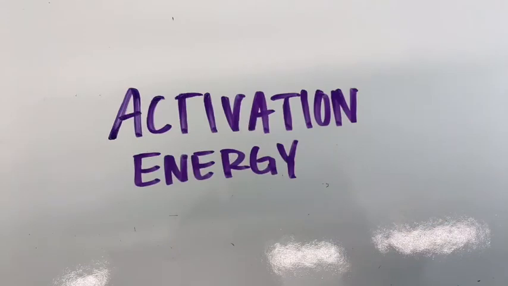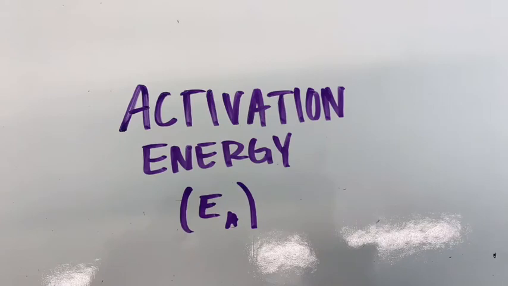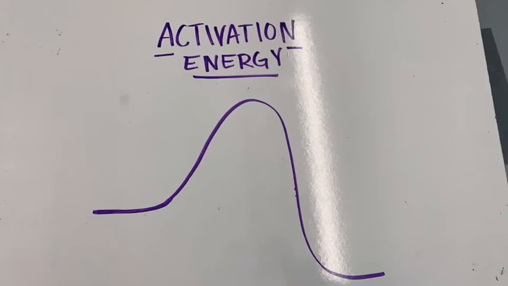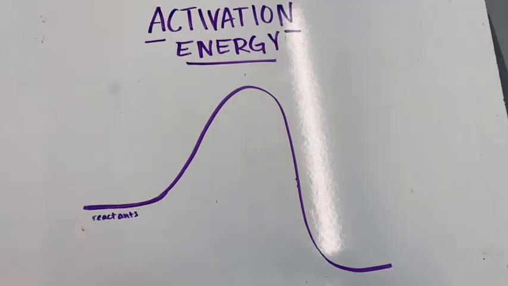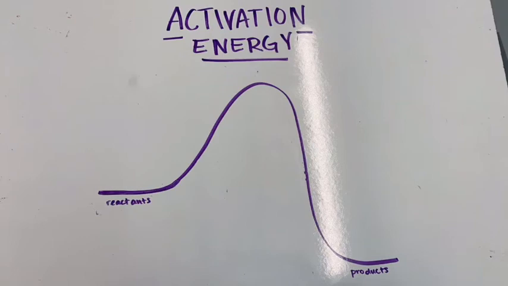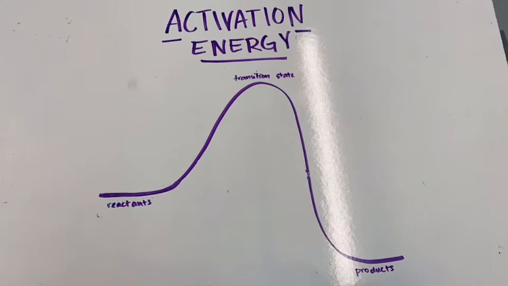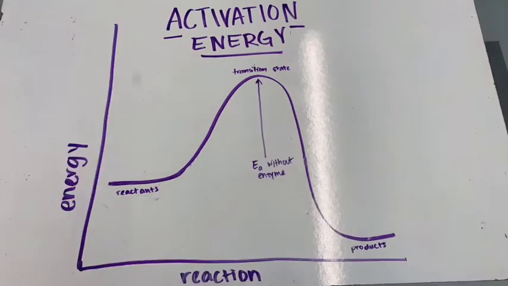Now we're going to talk about activation energy. In this graph, you can see that on the left side, we have the reactant, and on the right side, we have the product. At the top is called the transition state. This is a point in the reaction where the reactants start to transition into products. At the top of the curve is the activation energy without an enzyme. And this dotted line that you can see, this new curve, is the activation energy with an enzyme.